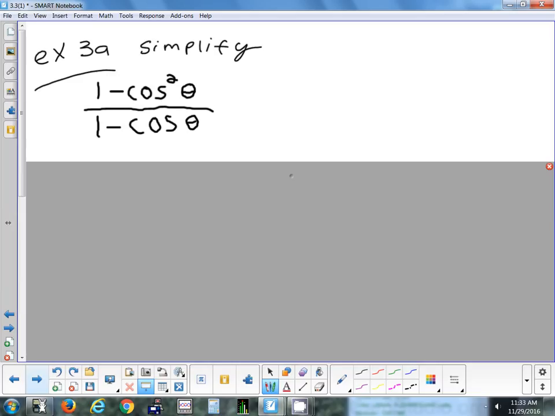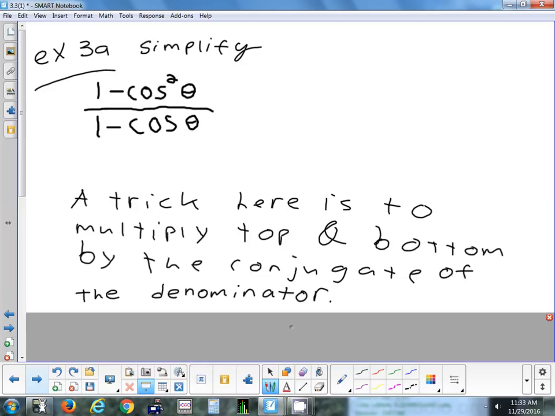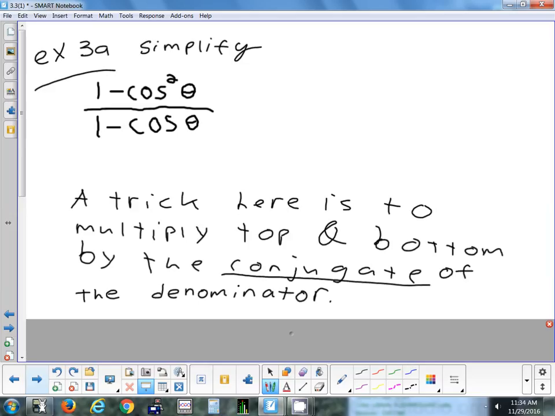Like in this problem. So how come changing everything to sines and cosines wouldn't work here? It already is sines and cosines, right? You don't have anything there other than numbers and cosines. So changing to sines and cosines won't help. But there's a second trick which will help, and that's to use the conjugate. We've seen the conjugate pop up at least once before.